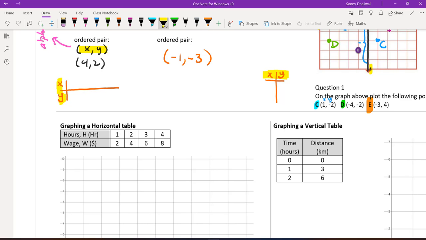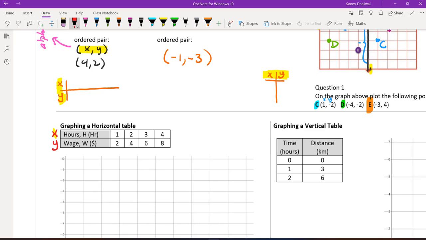So which one's X and which one's Y on that hours and wage? That's my next question to you. On this one, which one goes on the X axis? Is it hours or wage? I would say hours, because that is the standard format. So this is X, and this is Y. So that's going to tell you how to graph.